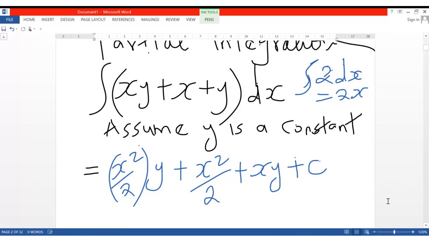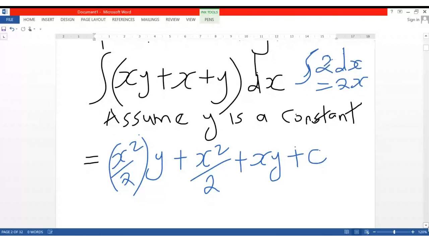You can see I'm just integrating only the x. Now the y, because you're assuming that y is a constant, when you integrate the x, you'll only end up with x. And I guarantee when you differentiate this one partially, you should get what we have up there. You shall get the same thing.